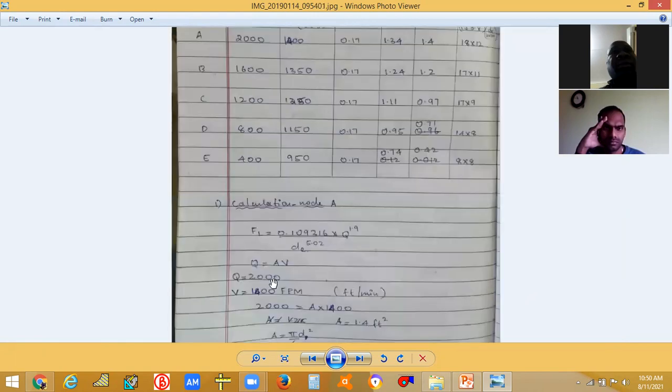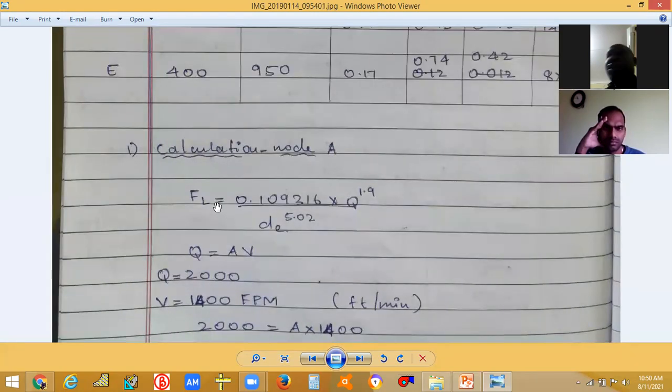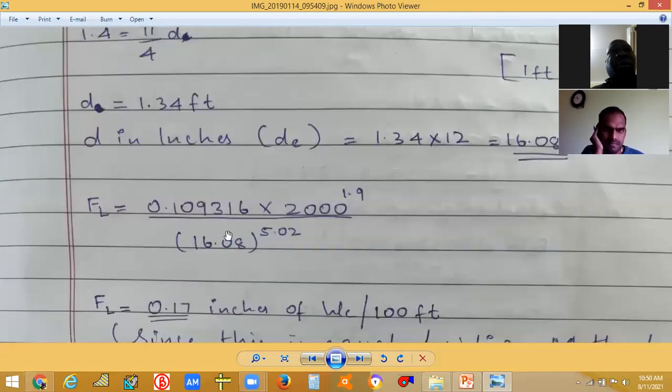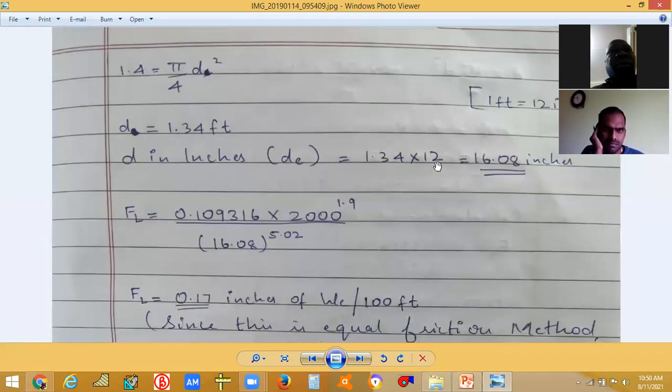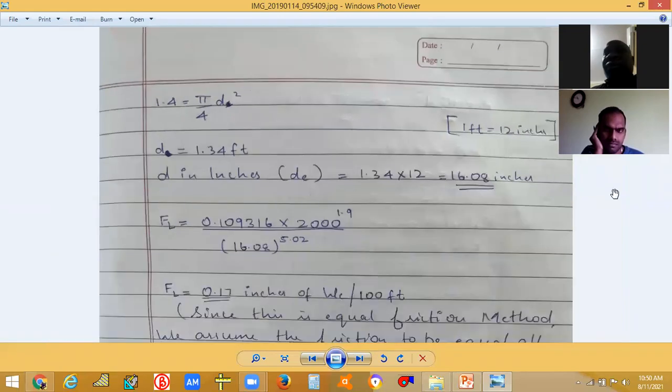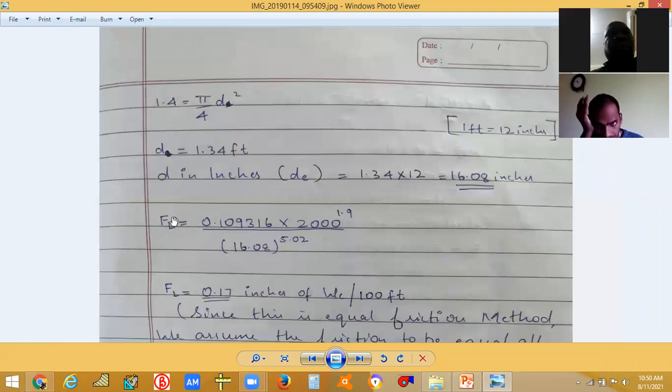You have two formulas: Q is equal to A into V, and this friction loss. From here you have Q and V, and from there you will be getting the area. The area formula is pi by 4 d square, so you will be getting d in feet. Here the diameter is in inches in this formula, so convert the feet into inches by multiplying with 12, because 1 foot equal to 12 inches. Then substitute in this formula and find out the friction loss.